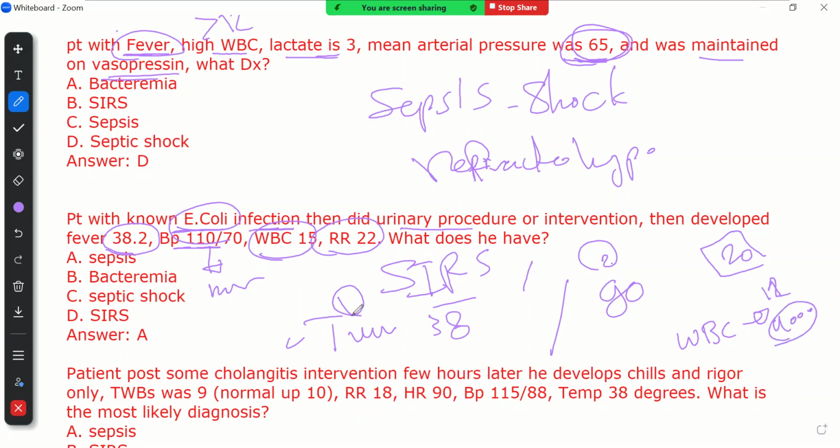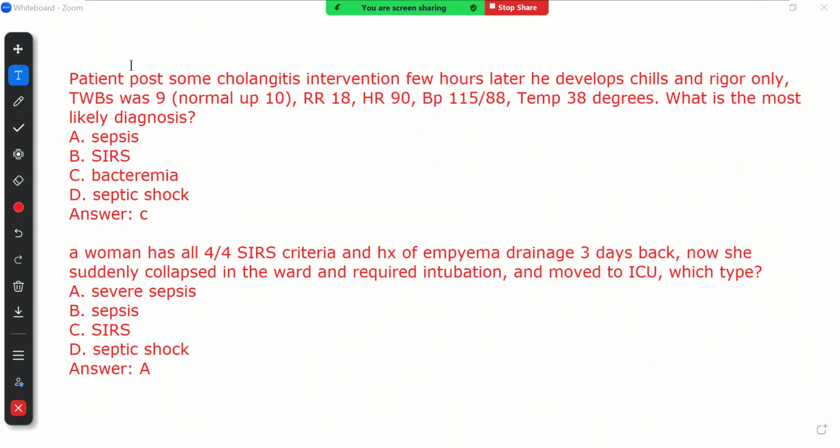So if you see two of these four SIRS criteria plus a source of infection, this is sepsis. If you only see 2, 3, or 4 of the SIRS, but you can't see a source of infection, like they didn't mention that the patient has pneumonia or cholecystitis or appendicitis or peritonitis or whatever, this is SIRS. Okay, let's move to the next question, and we will review all of this at the end.